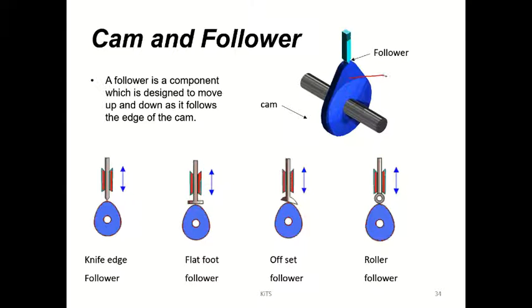See, this is the initial position of the follower, but this is the final position of the follower. So when the cam rotates, the follower can travel up to this much distance. This distance is called lift or displacement. Sometimes they mention this distance with S. Do you understand?